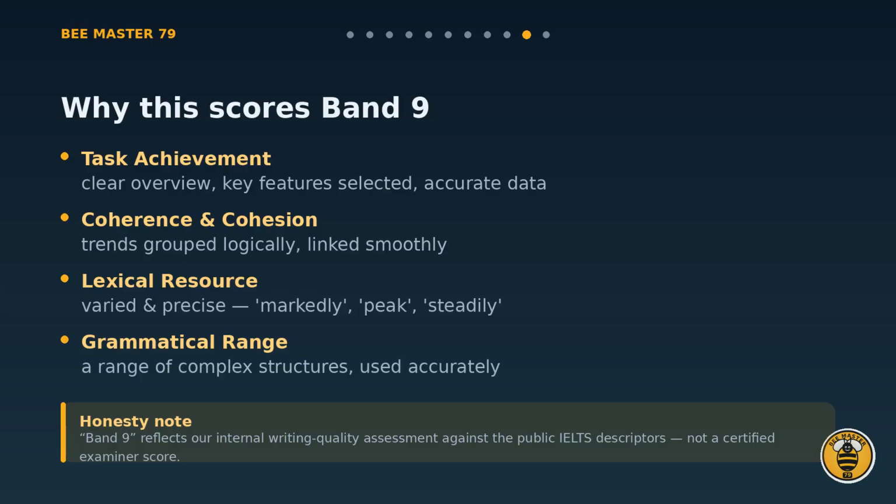One honest note. Band 9 here reflects our own writing quality assessment against the public IELTS descriptors, not a certified examiner score.